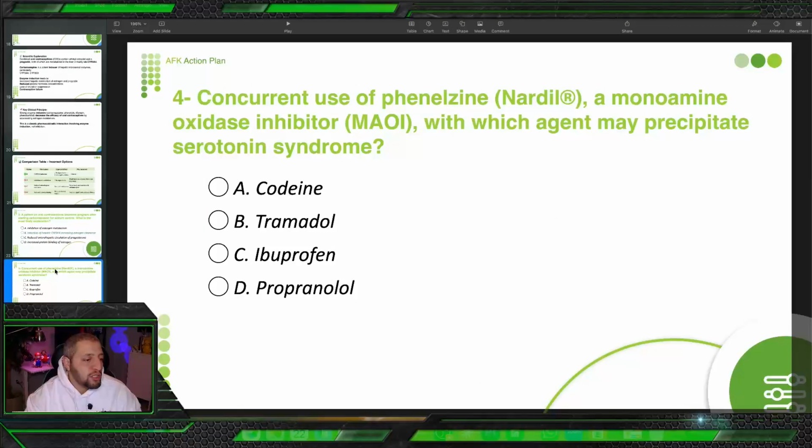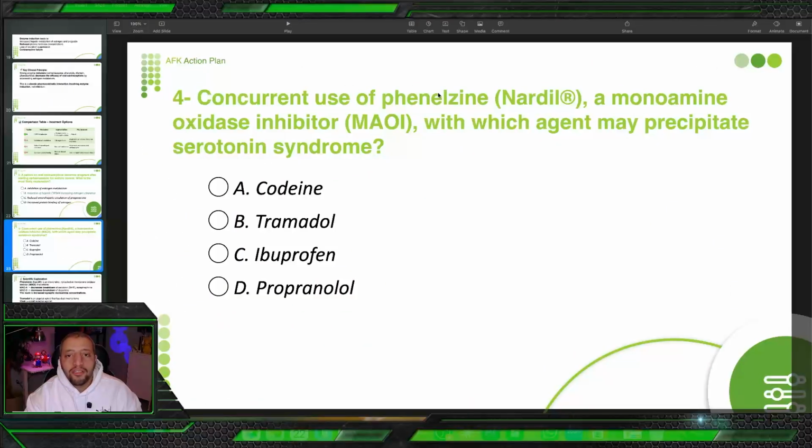One more question. Question number 4. Concurrent use of phenelzine, which is Nardil. So in your exam, usually they don't give this brand name. If they give something like Tylenol 3, they would give you the generic name, acetaminophen and codeine. Monoamine oxidase inhibitor, MAOI, with which agent may precipitate serotonin syndrome? So concurrent use of phenelzine, an MAOI, with which agent may precipitate serotonin syndrome?